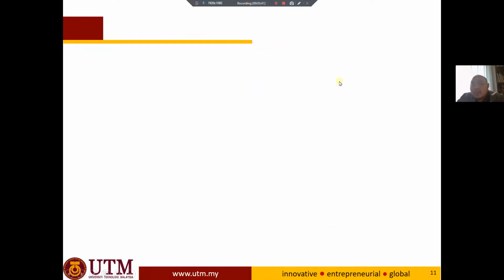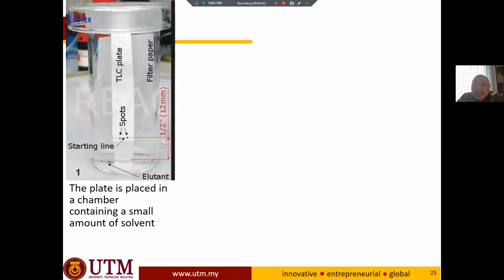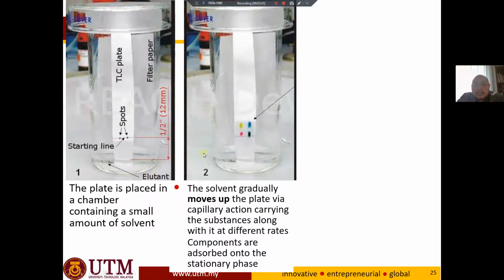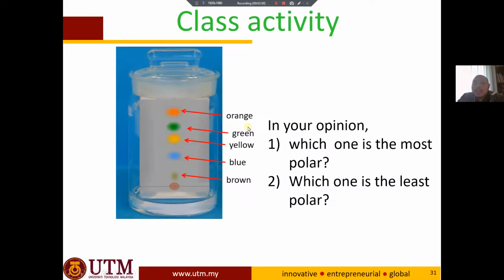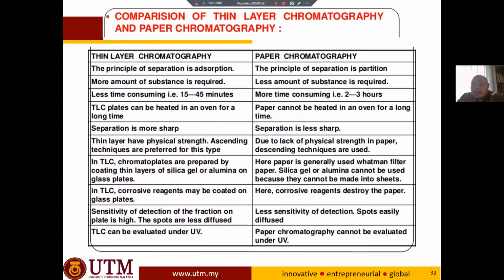Okay, if we compare to the TLC, we can see a sharp spot. It means that the TLC can provide a better separation. Okay, and then thin layer has physical strength. Ascending techniques are preferred for this type. It means that the TLC is much more sturdy, so you can apply the TLC via ascending techniques, meaning that the solvent can run from below.